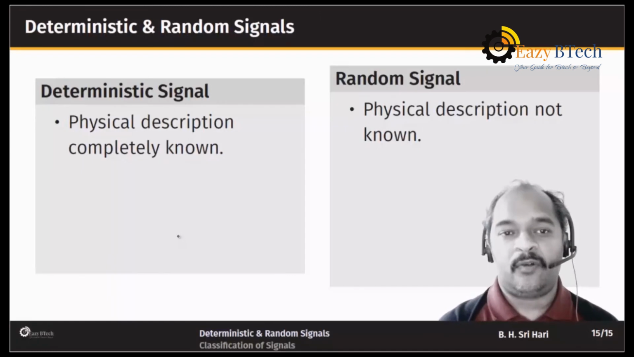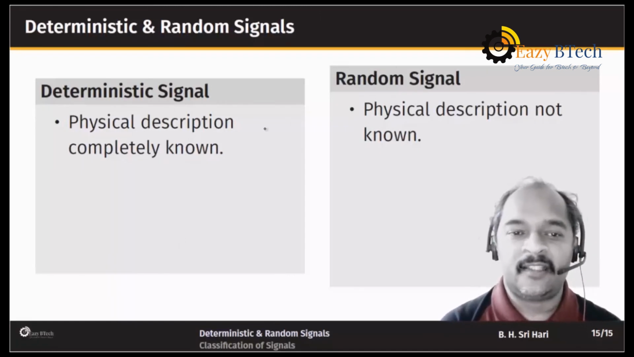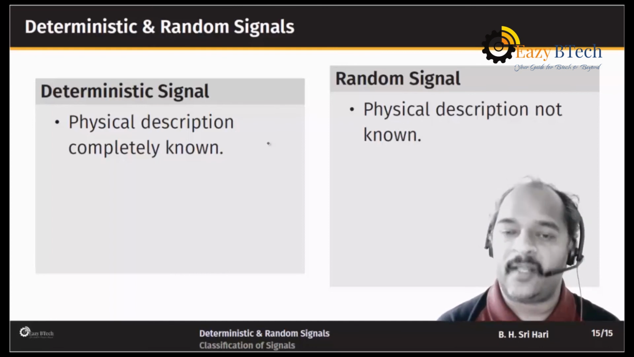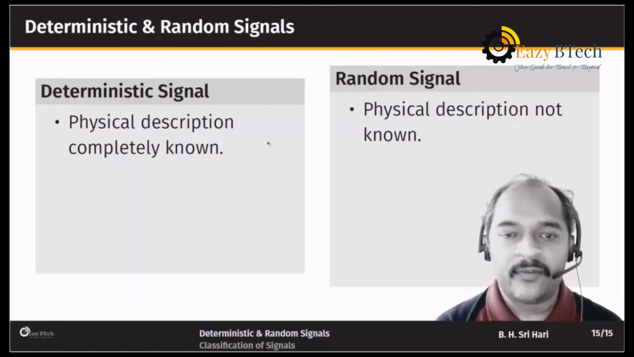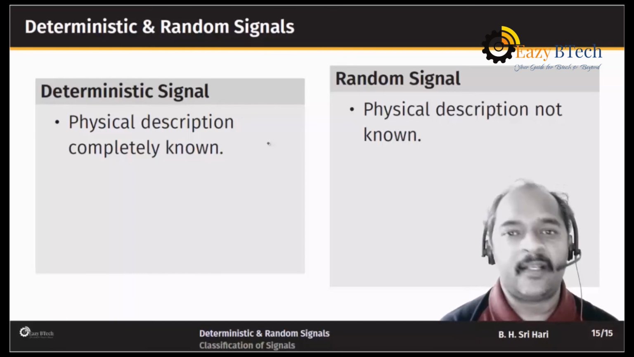Okay, so next let's move on to the next classification, which is deterministic and random signals. Okay, right. So we will compare and contrast these two. So what is a deterministic signal here? It is, the physical description of that signal is completely unknown. So for example, temperature.